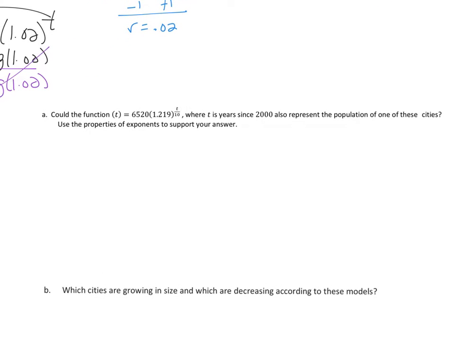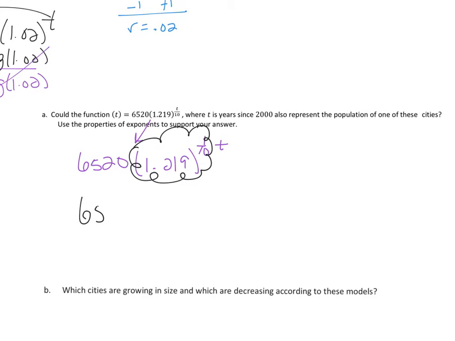What I'm going to do is change this function to an annual growth rate. Again, I'm going to do that by manipulating the exponent. I'm going to make it 1 over 10 times t. I'm going to plug this into my calculator to find the annual growth rate. When I plug that into my calculator, I end up getting 1.02 to the t. Let me just double check that: 1.219 to the 1/10. Yeah, I got 1.02.